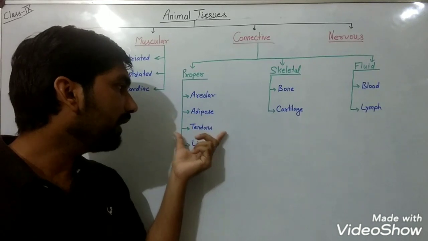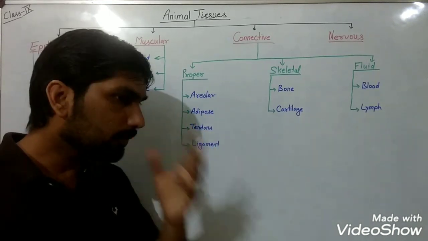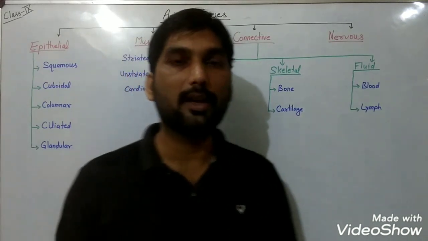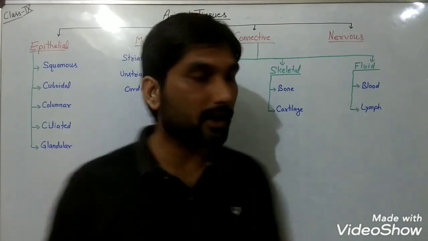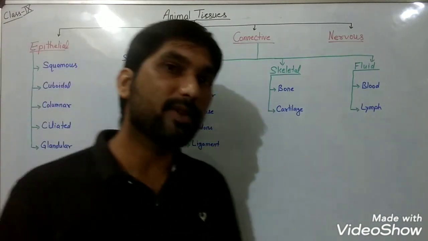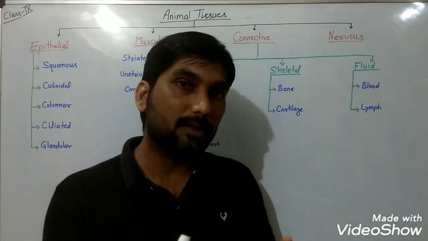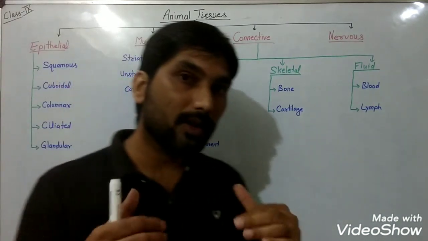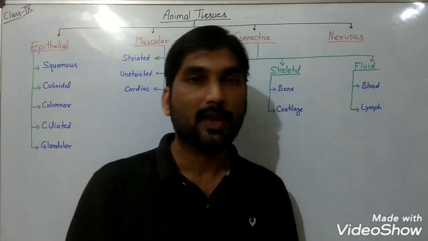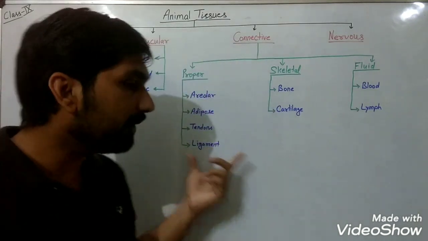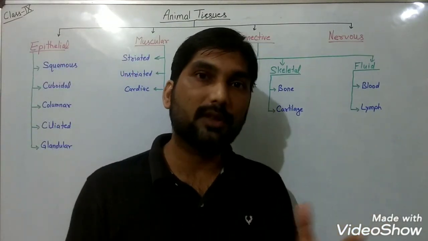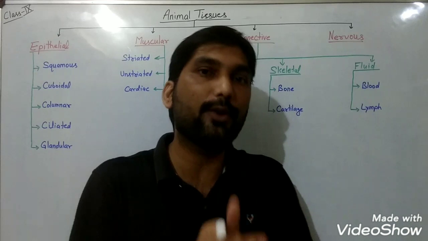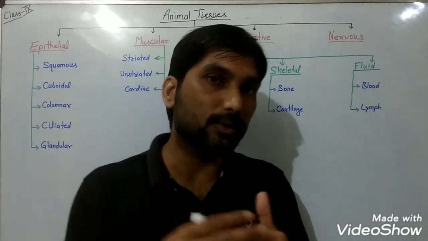Areolar, adipose, tendons and ligaments. So tendons and ligaments, I hope it is not new for you, because from the previous class knowledge from class 6 and 7 you know that tendons are the bands which attach muscles with the bones. So these are the connective tissue which attach our skeletal muscle with the bones. And ligaments, these are the structures which attach one bone with another bone. So ligament will be placed in between two bones and they are going to provide their cushion.